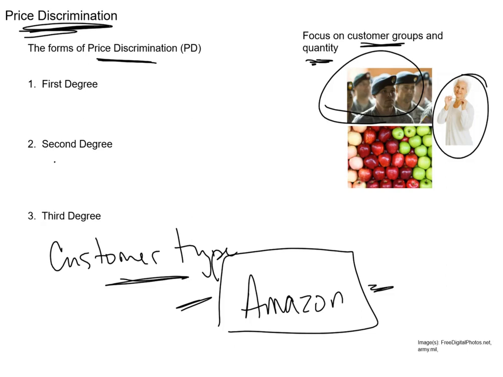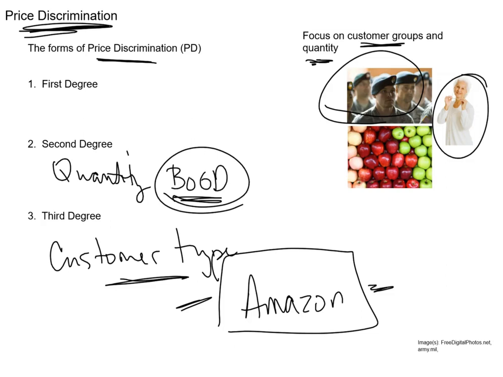Again, second-degree price discrimination is when it's based on quantity. And so this is the buy one, get one half off. I don't remember the BOGO of sales; I don't remember what that actually stands for. You buy a first unit and then additional units cost a different amount.